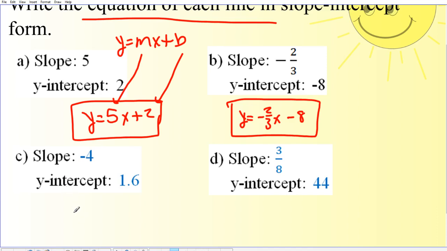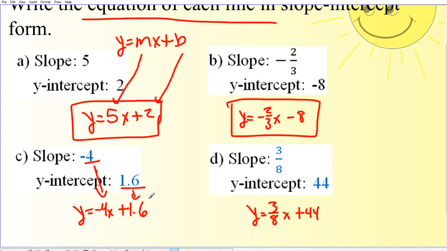All right, let's see. Did you come up with y equals negative 4x plus 1.6 and y equals 3/8 x plus 44? Probably in about that same speed. You probably could just fly right through those two problems because it's incredibly easy. They're giving you the slope. They're giving you the y-intercept. All you got to do is plug it in the equation. Slope first, intercept second. Slope-intercept form.